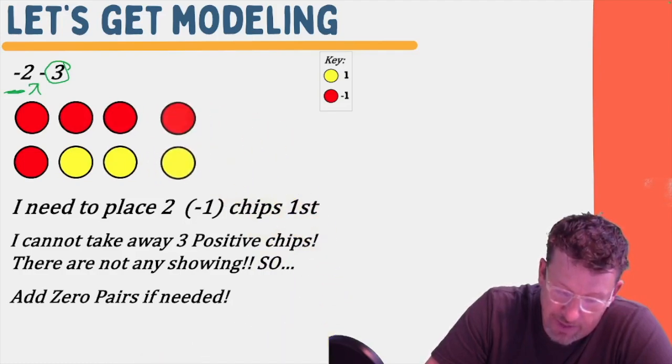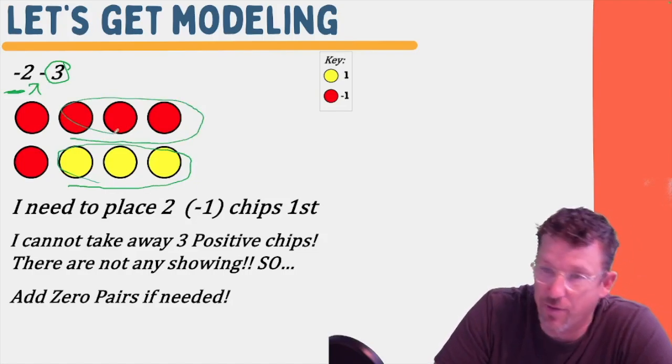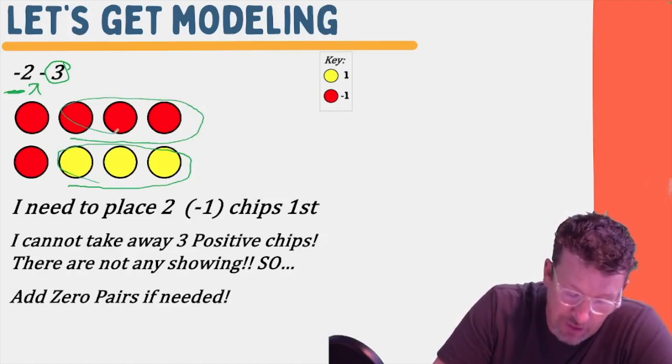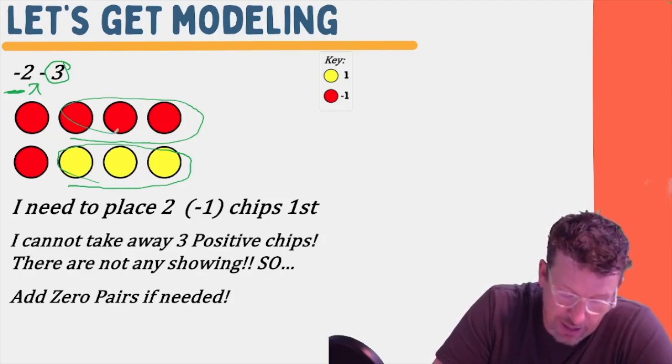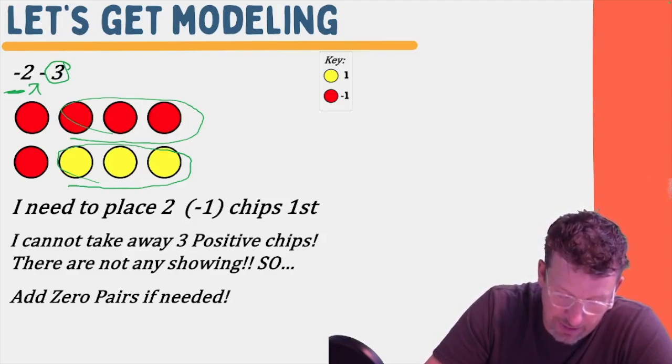chips. Okay, so the positives are yellow, so I added them to my scenario, and I also added a negative because I didn't want my value to change. So remember, if we look at this right now, what does it show? It shows that I have -2 plus 0 plus 0 plus 0. So I still just have -2 up here, and that's why zero pairs are pretty magical.